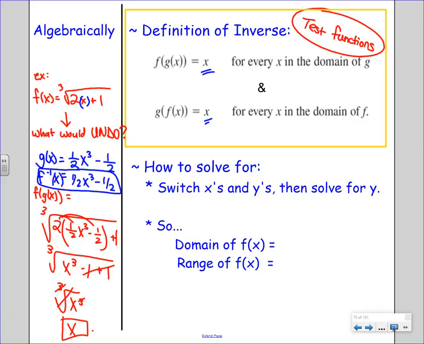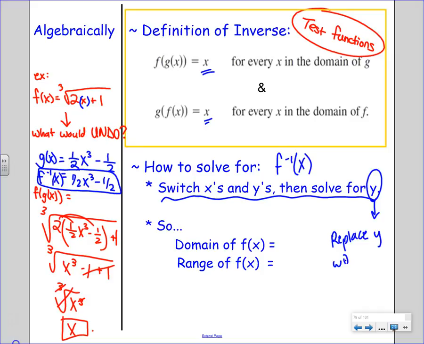Now, the nice thing is we don't have to stick with that experimental method, that guess and check sort of way of finding the inverse. Instead, we can follow what you guys learned in Algebra 2: switch the x and y, then solve for y. But here's my word of warning. If you're trying to find the inverse, you're solving for f inverse of x. So when you solve for y, there's one extra piece to the puzzle. Replace y with f inverse of x.